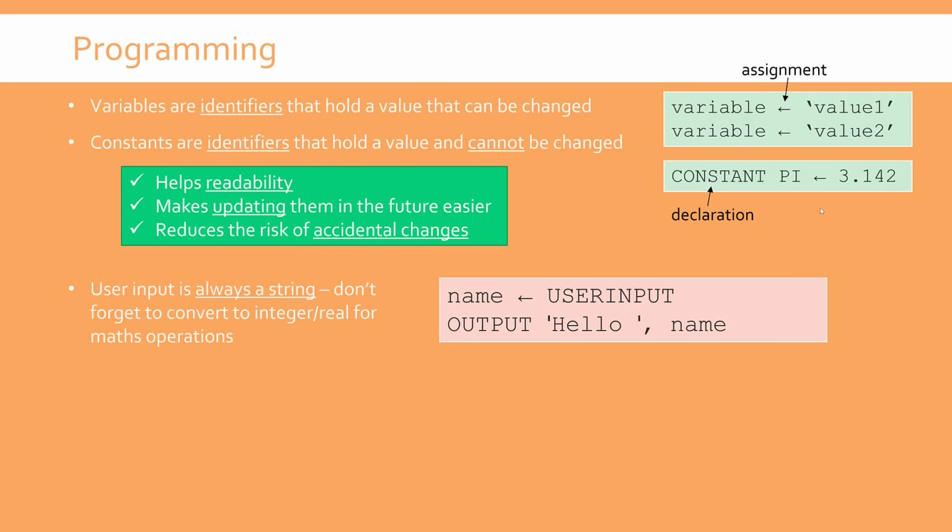Now for input and output, like all of this, make sure you can do this in your own language. This is how AQA will show it. Just bear in mind that user input is always a string. So if you are writing program code, don't forget to convert it to either an integer or a real if you are about to do maths operations on it.